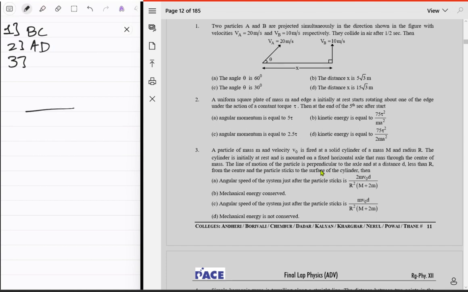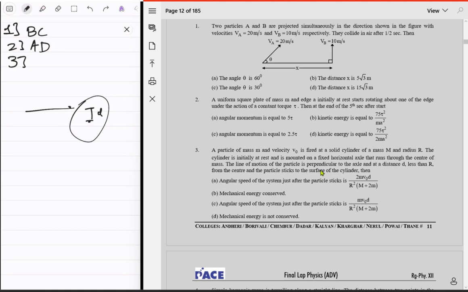So ये तुम्हारी डिस्क है, सॉलिड सिलेंडर, first of all. ये तुम्हारी axle, ये जो distance है. What was the thing once again? The line of motion of the particle is perpendicular to the axle at a distance d less than R from the center, and the particle strikes the surface of the cylinder. Then, angular momentum कंजर्व होगा, because ये जो भी forces हैं ये torque नहीं create कर सकते.